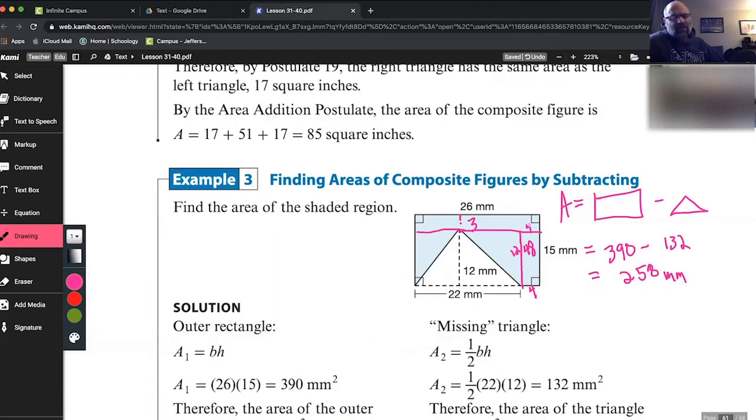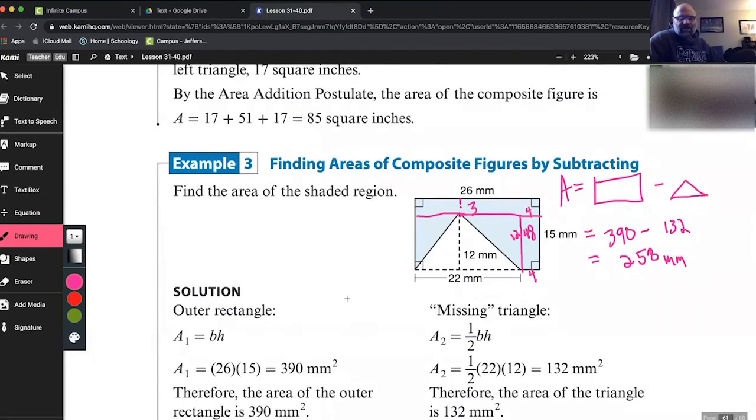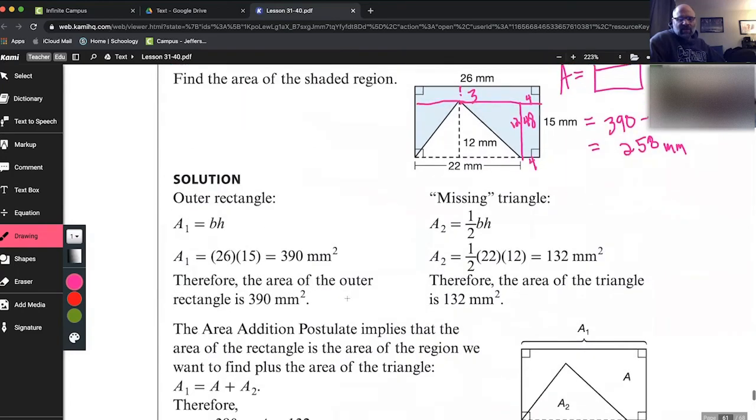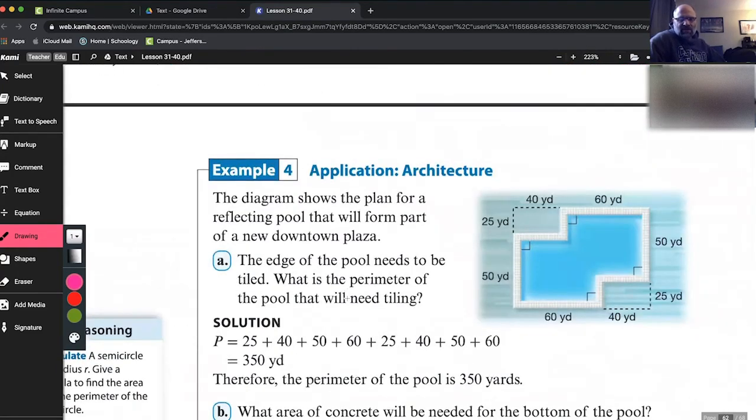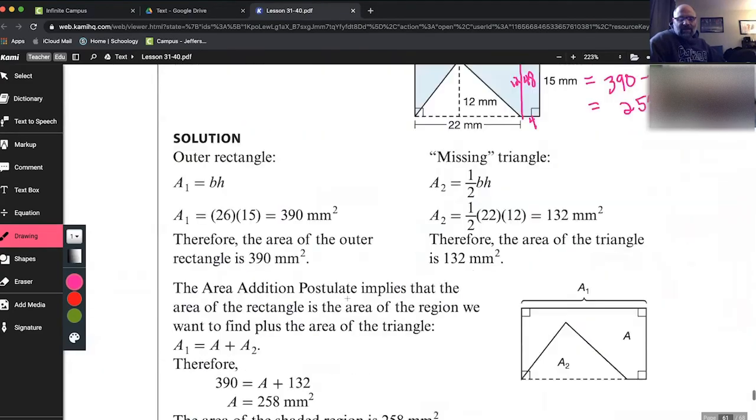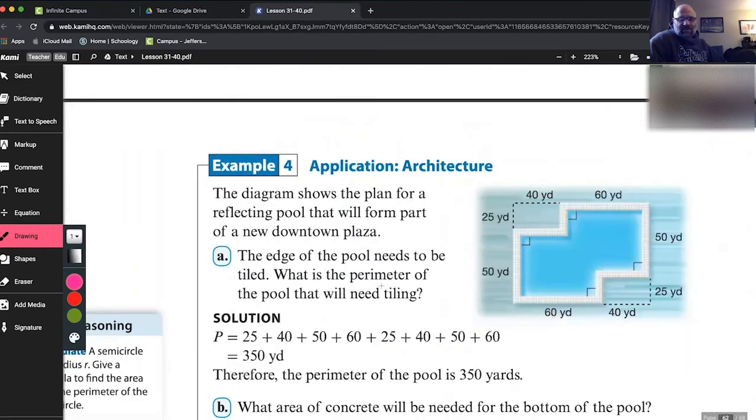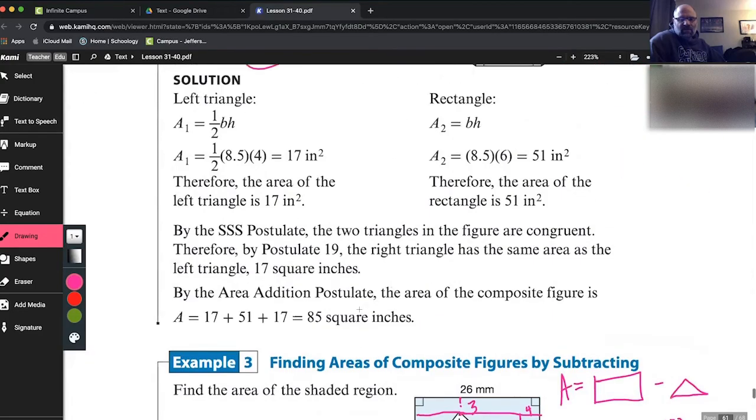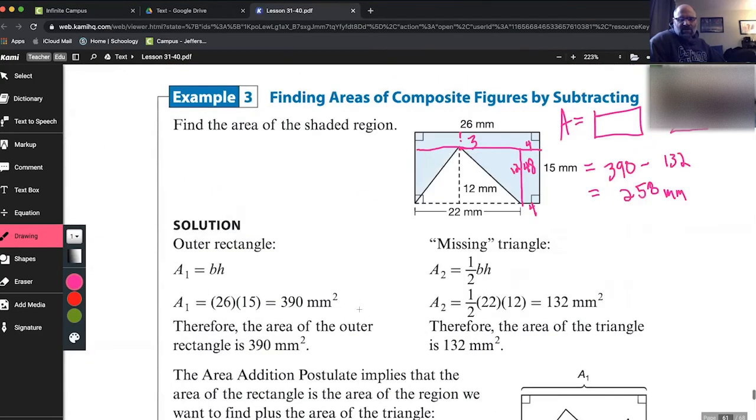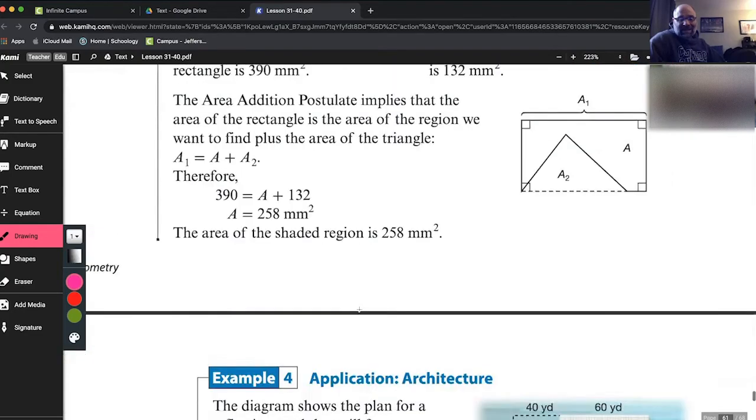Okay? Can you guys handle a subtraction problem like that? Thumbs up, thumbs down. Subtraction should scare you because subtraction is dumb. So try to avoid subtraction at all costs. All right, here's the same kind of thing, architecture. You could look at those real life examples, but we don't really care about real life in geometry. So I think that's it.